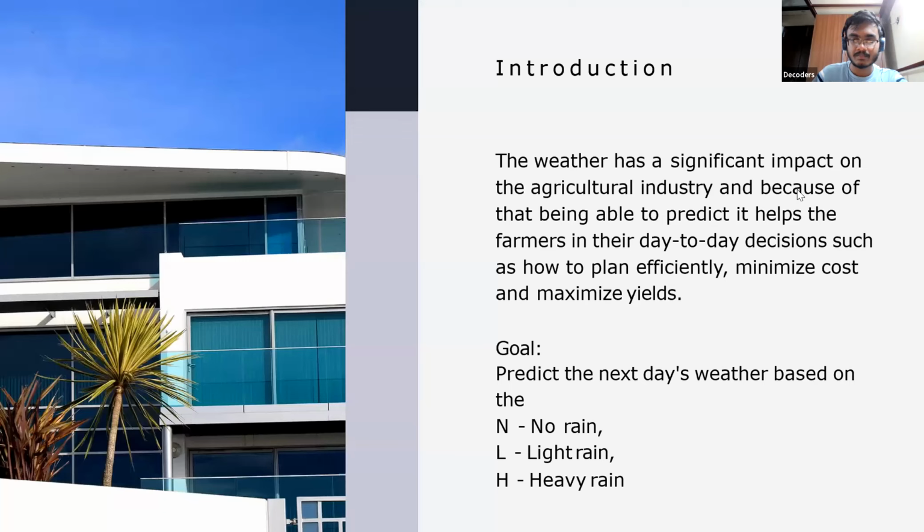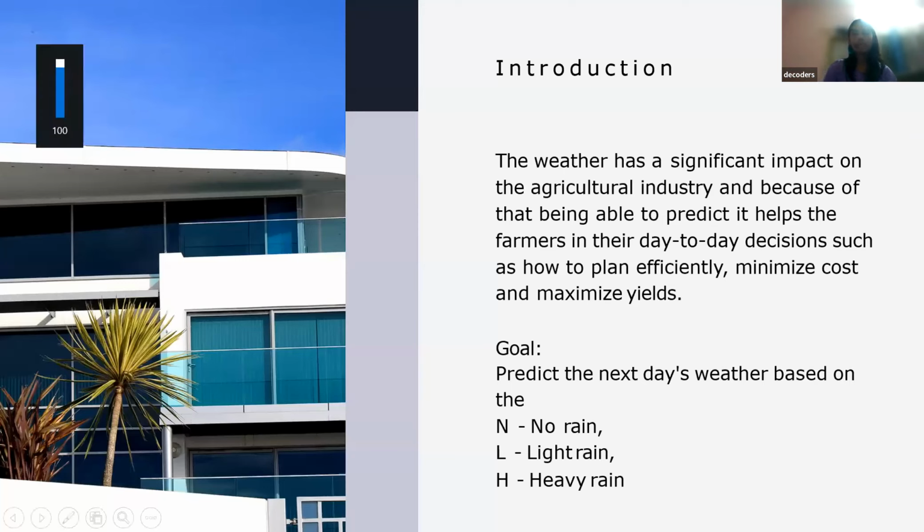Okay, friends. This is a real world problem: the weather has a significant impact on the agricultural industry, and because of that we are thinking to predict the rain so that farmers can take day-to-day decisions, minimize the cost and maximize the yields. To achieve this, the company needs an accurate weather prediction algorithm. So our goal is to classify the weather into three labels: no rain, light rain, and heavy rain.